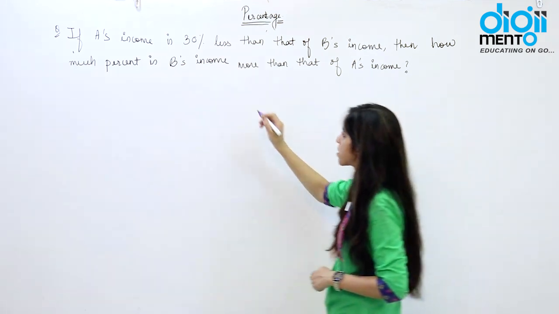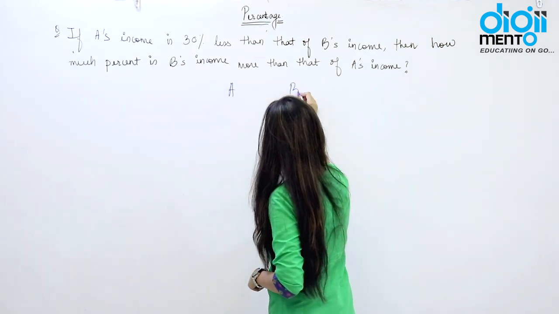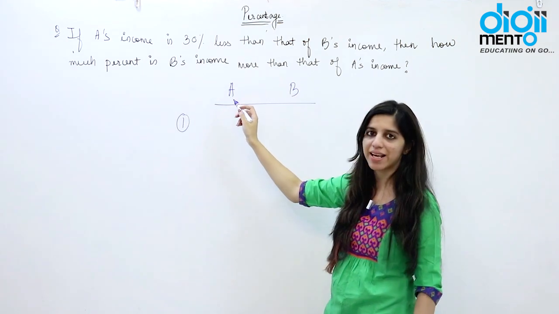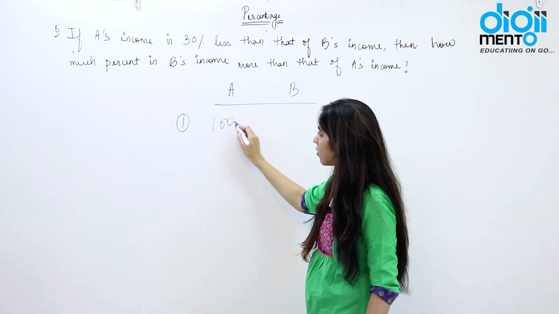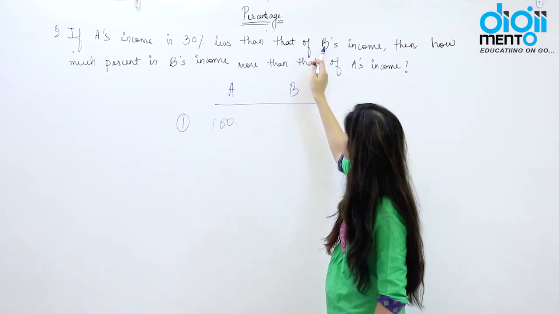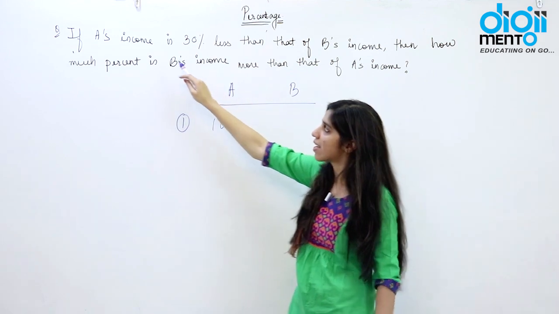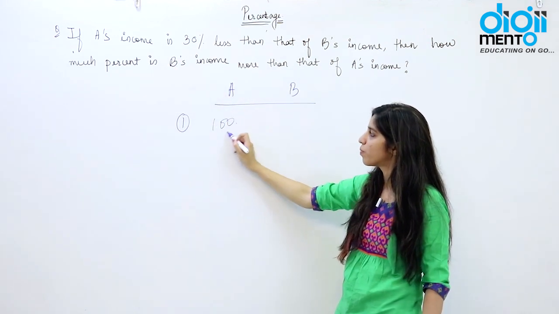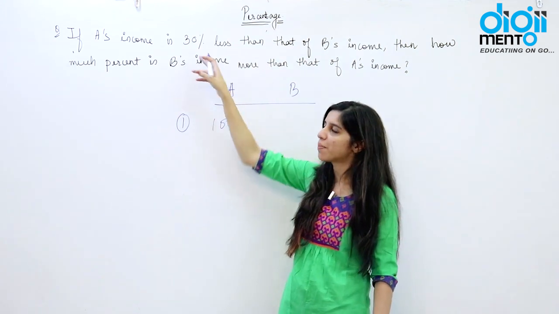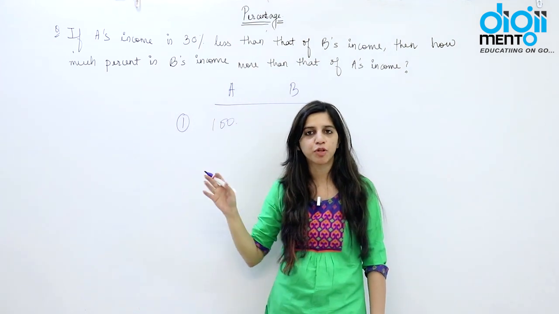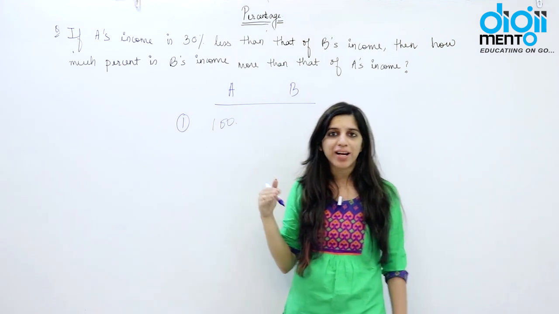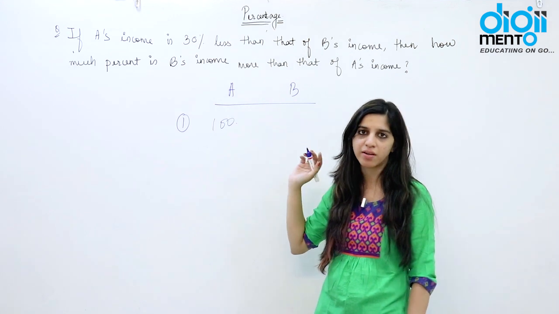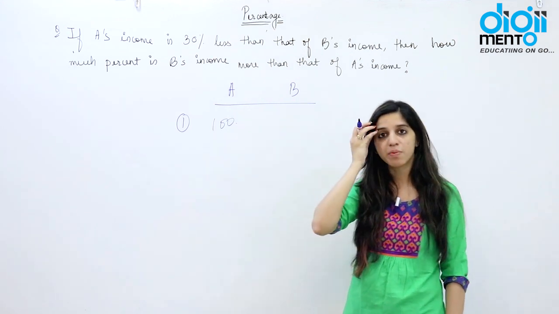You have two options. First option is, if you assume that A's income is 100, then what is going to be the salary of B? A's income is 30% less than B. Why we are assuming 100 is because 30% of 100 is simply going to be 30, 50% of 100 is 50. So it makes it easier to work with percentages if one base value is 100. Then it is simple addition, subtraction.